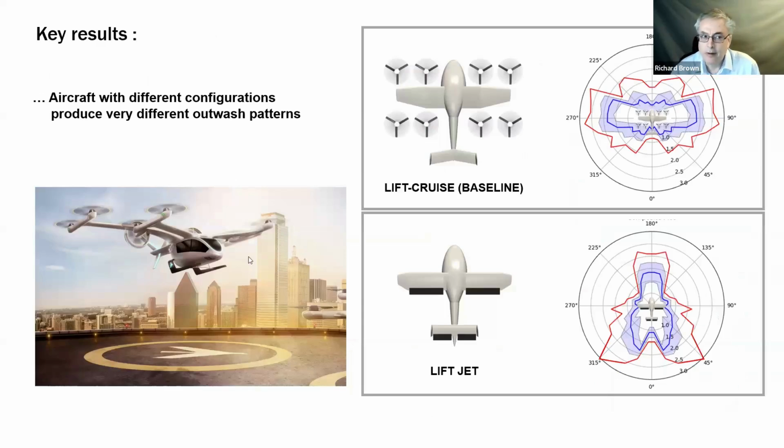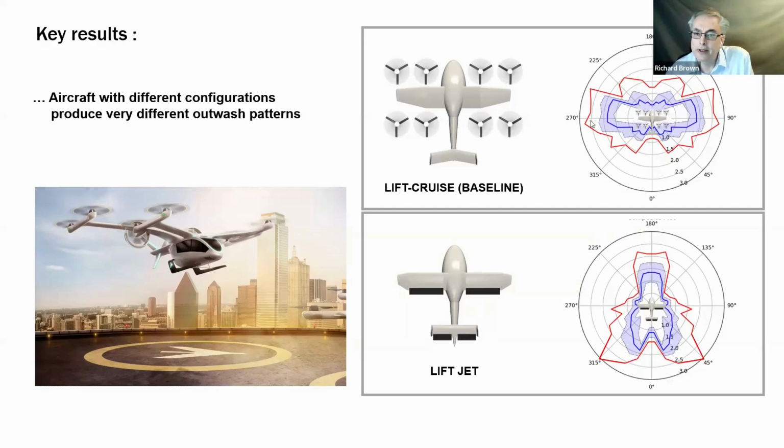Now, some of the key results from that particular study were, first of all, that aircraft with different configurations would produce very different outwash patterns. So just for comparison, 2 different aircraft here. This is an aircraft with 8 rotors arranged in planar fashion, 4 on either side of a central wing. And this is a lift jet with 4 lifting devices, which produced a jet-like flow out towards the ground, mounted behind the wings. And if we look at these plots, the blue is the average velocity as a function of azimuth around the aircraft. The shading denotes the root mean square, and the red denotes the maximum velocities that we measured as a function of azimuth around the aircraft.